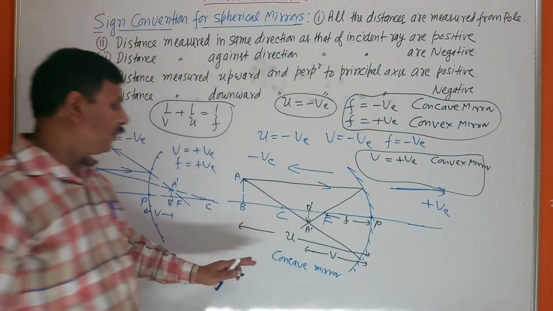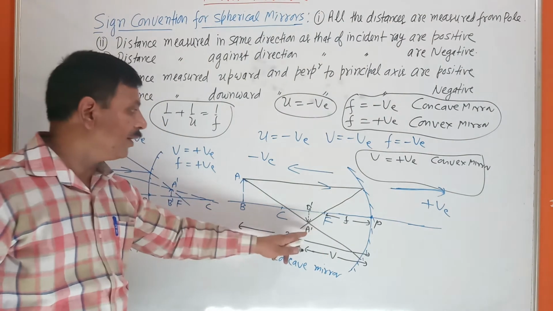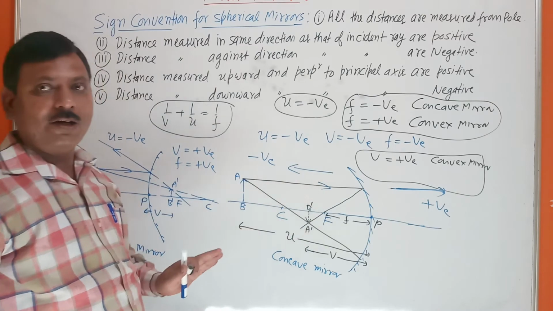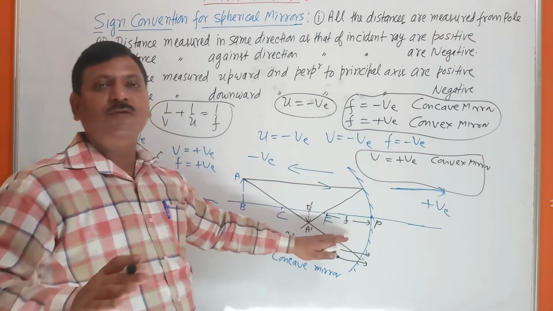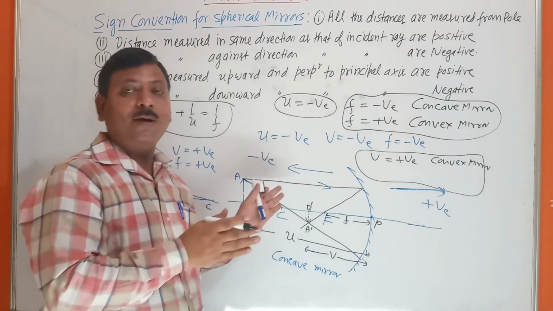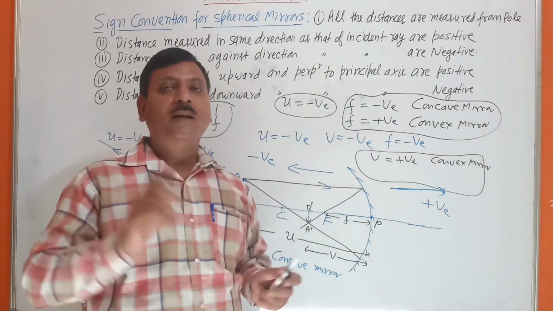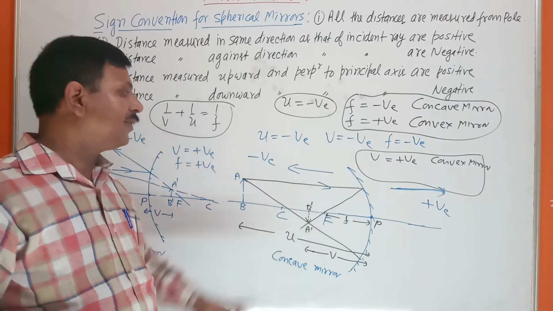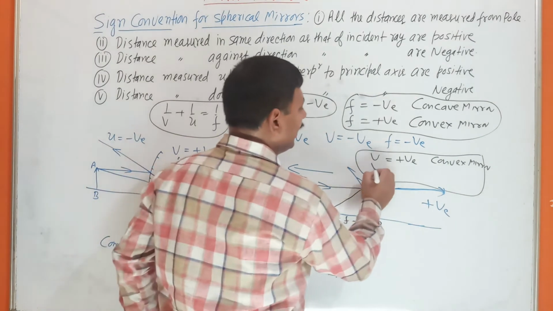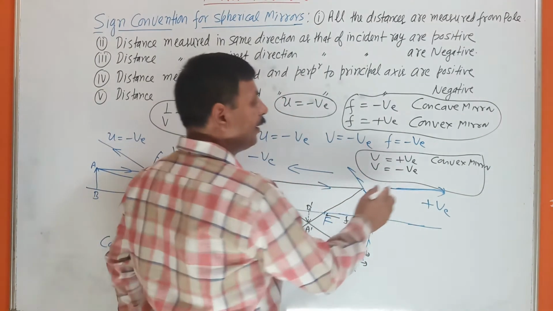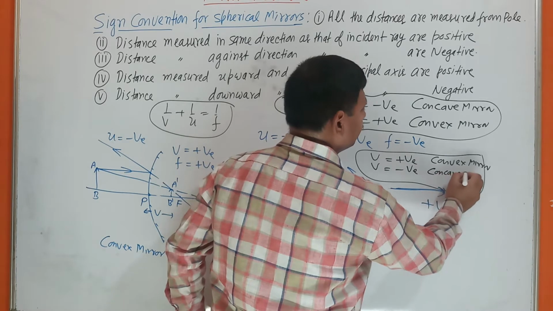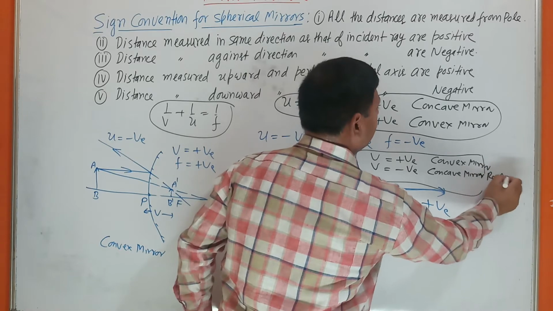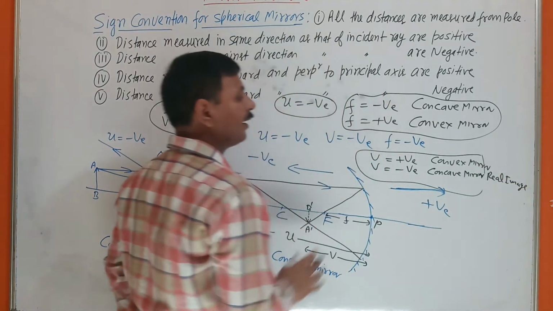But when we talk about the concave mirror, here you can see the image is formed on the left hand side, so v is negative. We have told that in 5 cases a real image is formed, and in 1 case a virtual image is formed. In those 5 cases for a concave mirror, v will come negative. 5 cases means you are talking about the real image. For a real image, v will be negative.